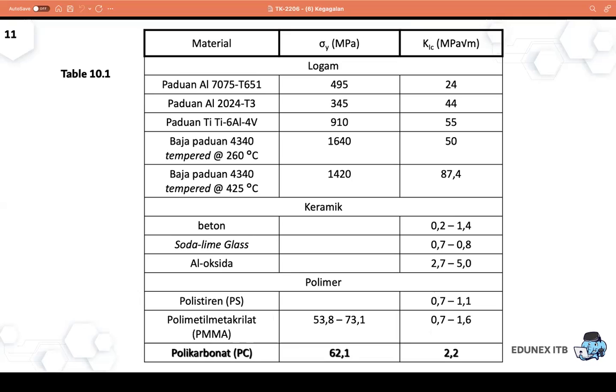Okay, so here you can also see the typical properties of these metals. The metal has quite a high yield strength, and quite high toughness as well. And for polymers, relatively low yield strength and also relatively low KIC as well.